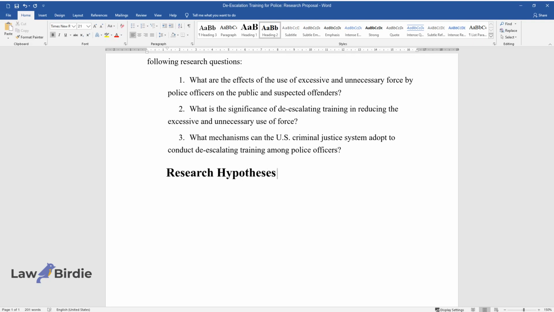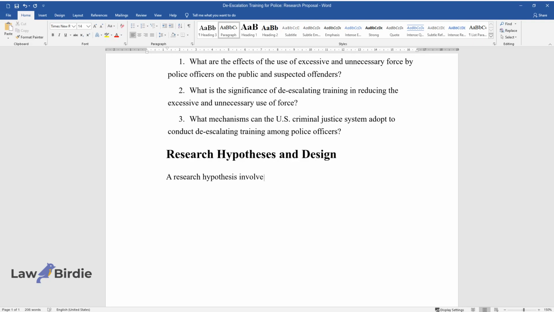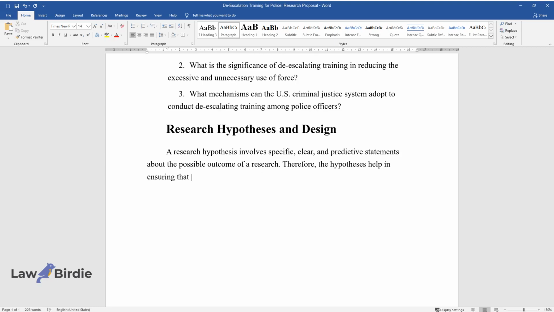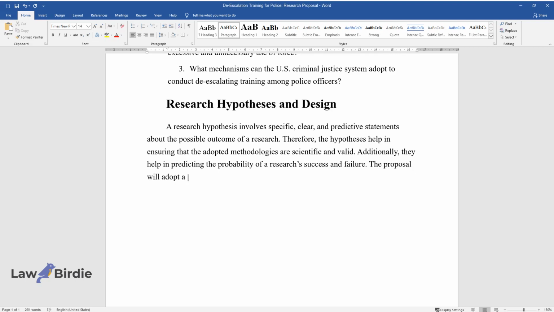Research hypotheses and design. A research hypothesis involves specific, clear, and predictive statements about the possible outcome of a research. Therefore, the hypotheses help in ensuring that the adopted methodologies are scientific and valid. Additionally, they help in predicting the probability of a research's success and failure. The proposal will adopt a quasi-experimental research design to test the causal hypotheses.